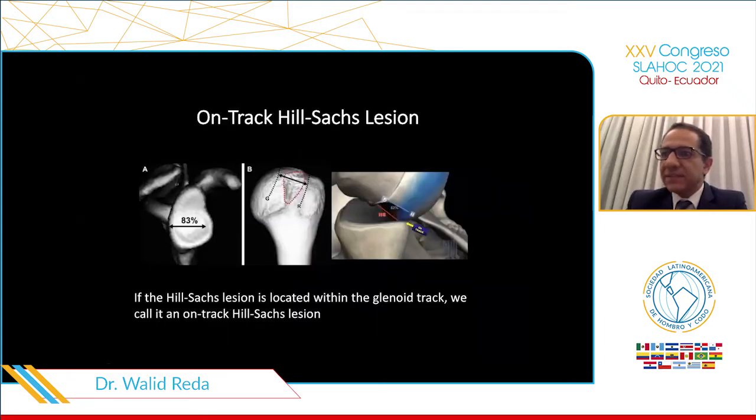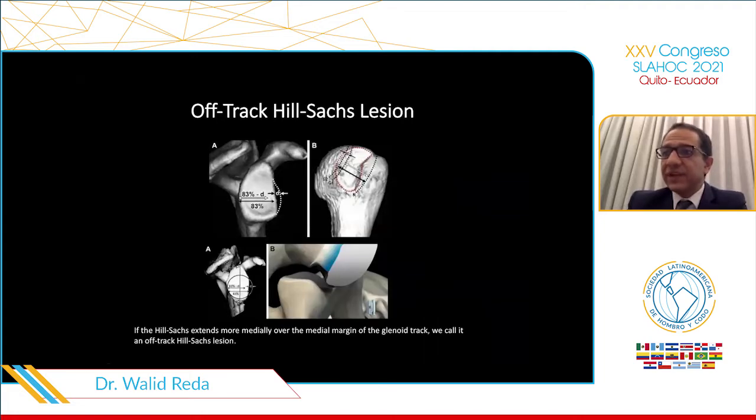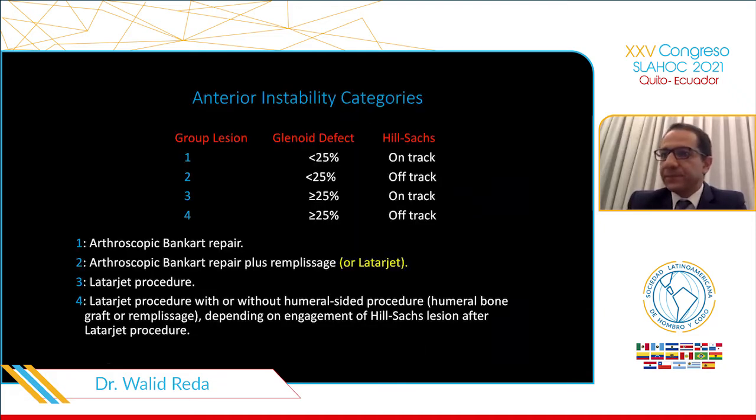The glenoid track must be larger than the Hill-Sachs interval for it to be an on-track lesion, and an isolated soft tissue procedure may succeed in such a situation. But if the glenoid track is less than the Hill-Sachs interval, then the Hill-Sachs is off track, and the isolated soft tissue procedure will not succeed. So we have four possibilities.